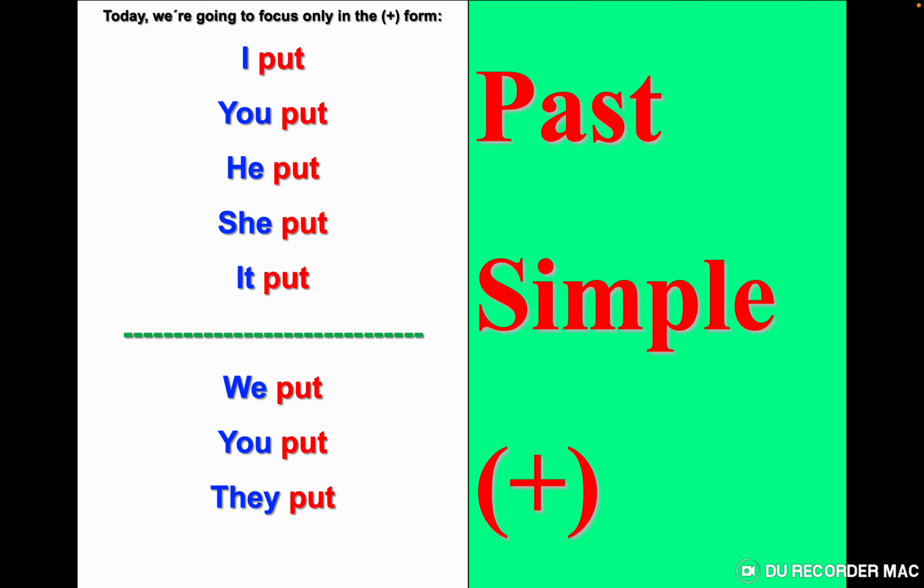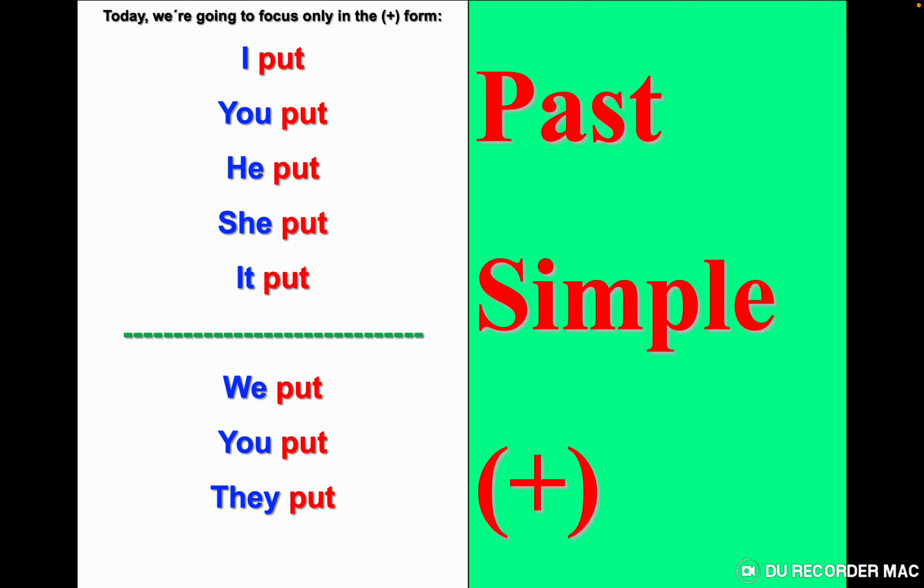Let's continue. Run. We are going to change U to A, and we pronounce it ran, not run, no, ran. I ran, you ran, he ran, she ran, it ran, we ran, you ran, they ran.